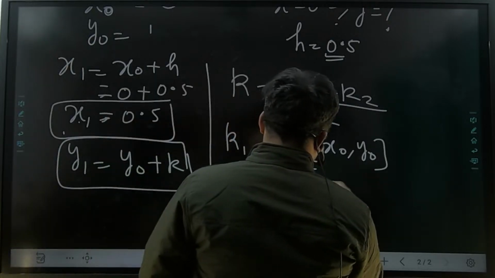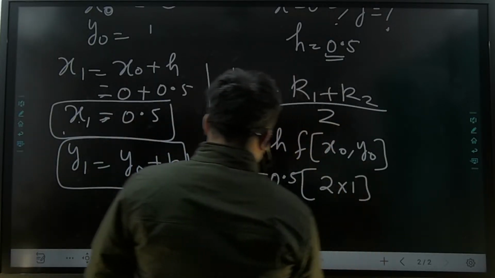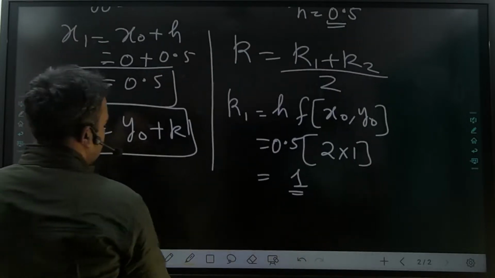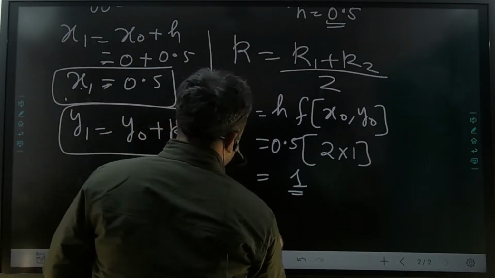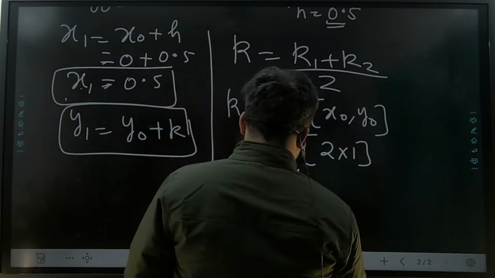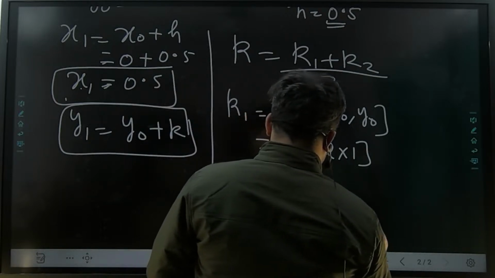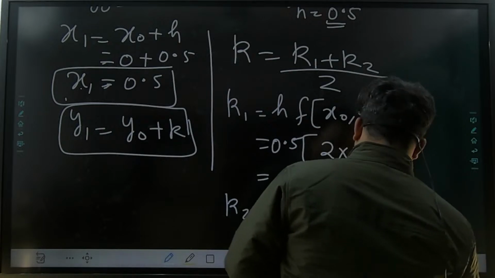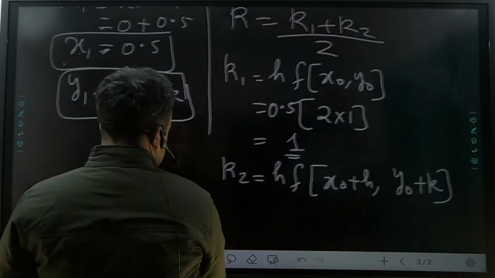Right? This is 2 into 1. That is 2. So that is equal to 1. So k1 is 1. Simply, k2 we will find. K2 is h times, right? Multiply with the function at x naught plus h, y naught plus k1. So what is x naught plus h and y naught plus k1?